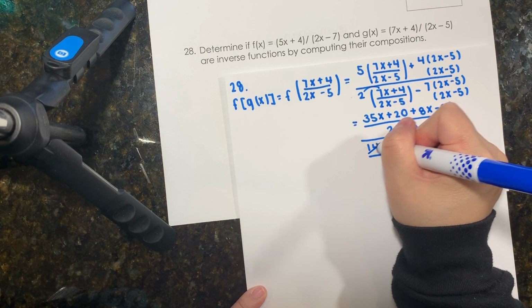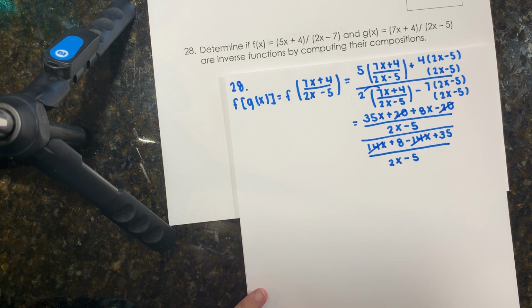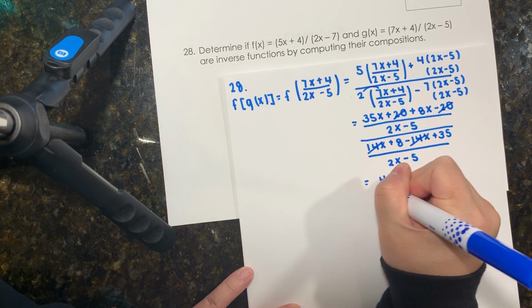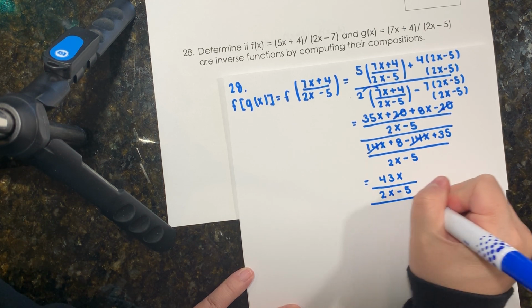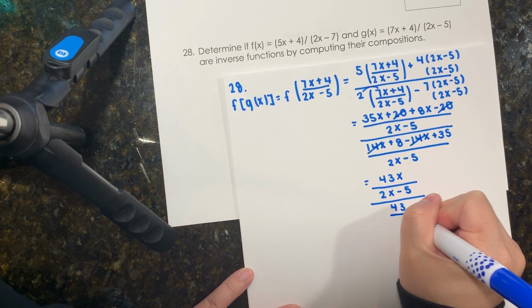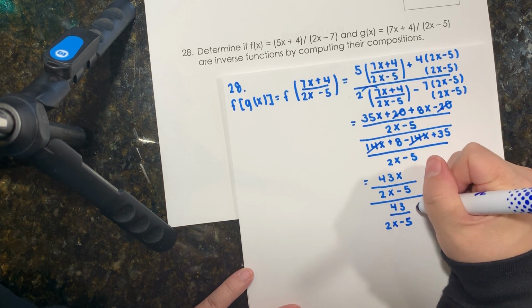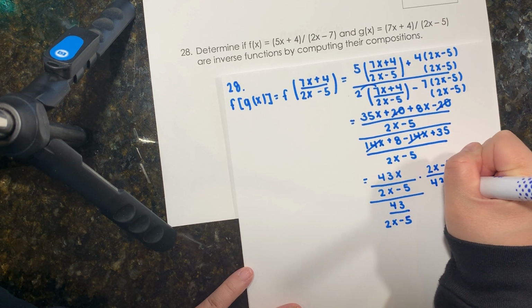Now I can cancel out the 14x's in the denominator, cancel out the 20's, which would leave me with 35 plus 8, which is 43. So it would be 43x over 2x minus 5 over 43 over 2x minus 5. Now multiply both sides, or top and bottom, by the reciprocal of the denominator, which would be 2x minus 5 over 43.